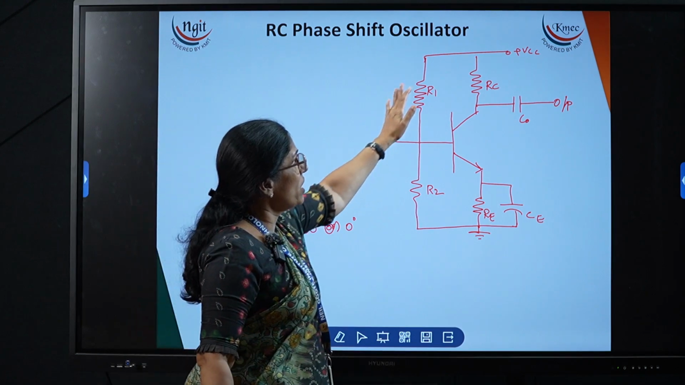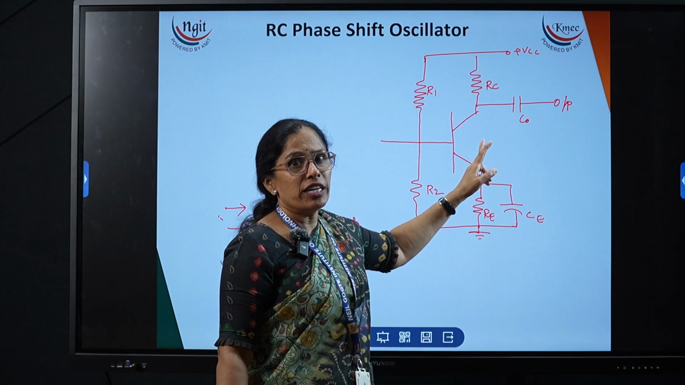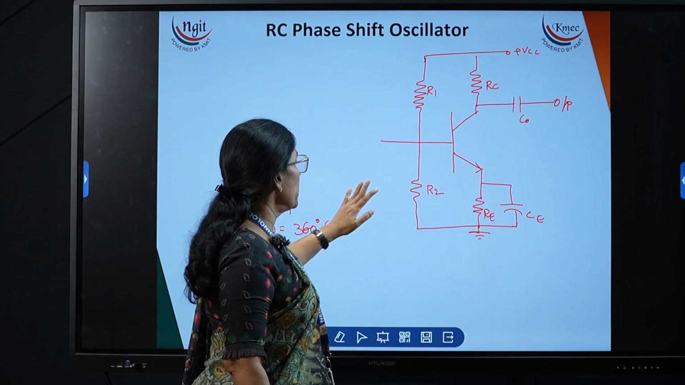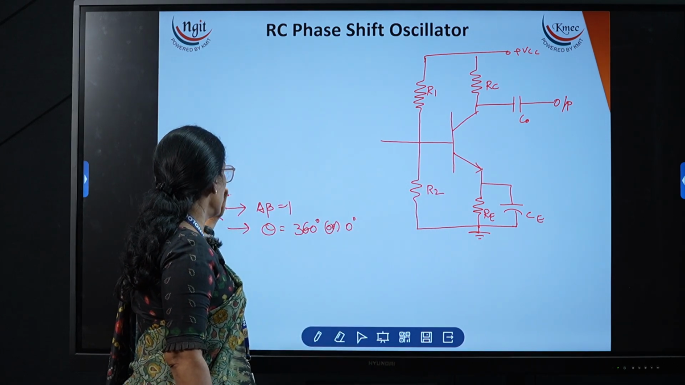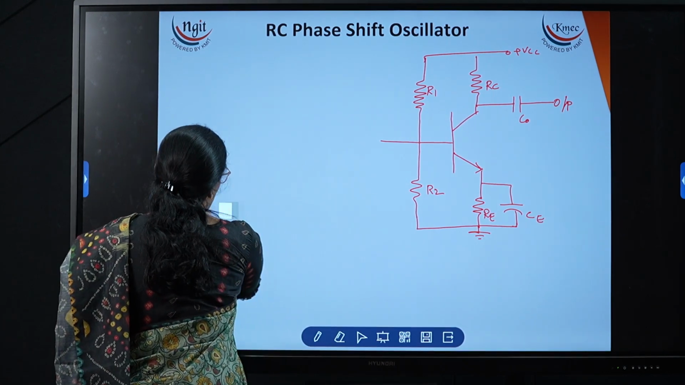Now we are using the amplifier. This is a CE amplifier. The CE amplifier produces the 180 degrees phase shift and one more 180 degrees phase shift should be produced by the RC components. So now how to generate that, now we will see.